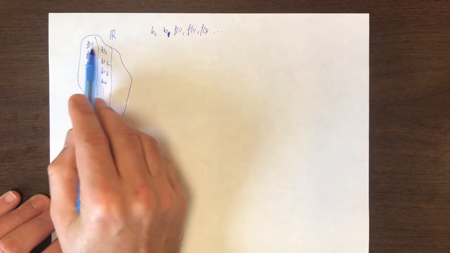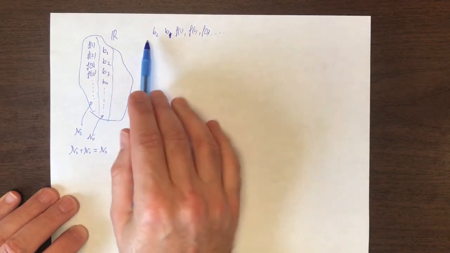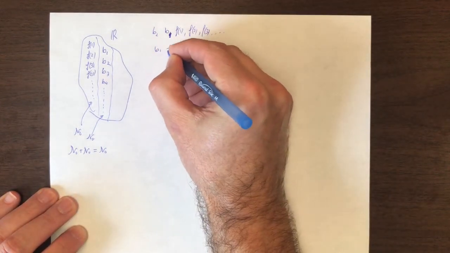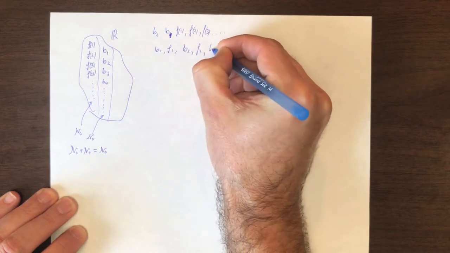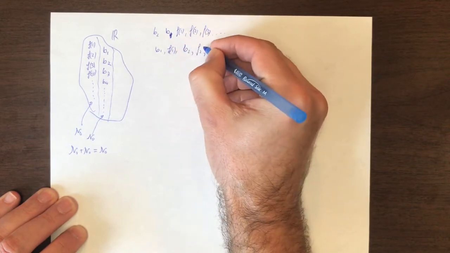So all of these real numbers still fit in a sequence. Well, I have to do something a little bit different than this, but I can make this sequence, say B1 and then F1, and then B2 and then F2, and B3 and F3. Now, I mean F of 1.